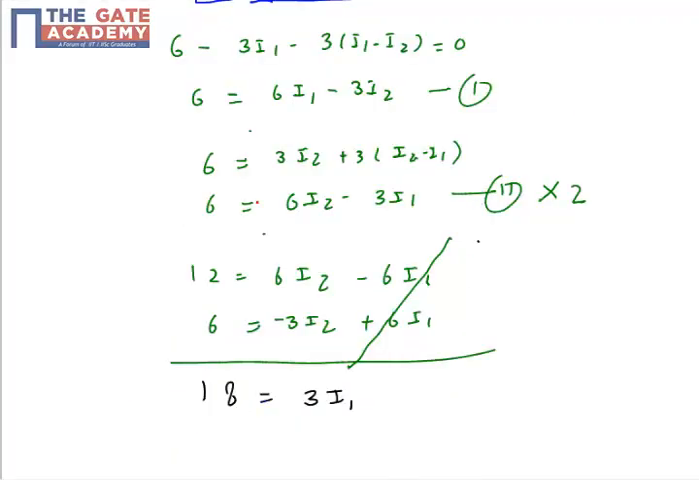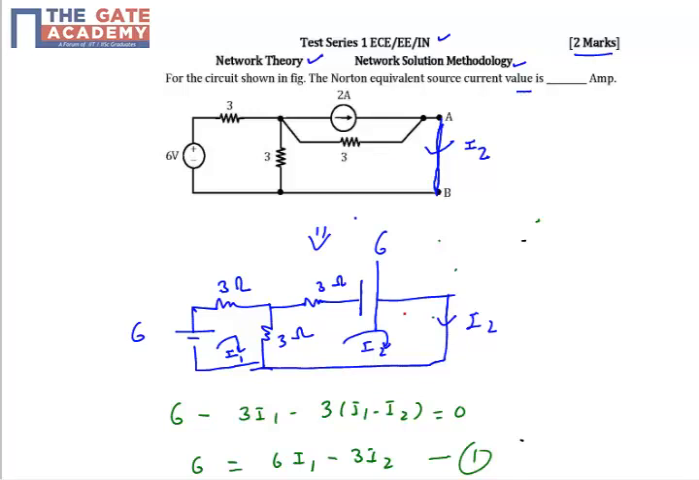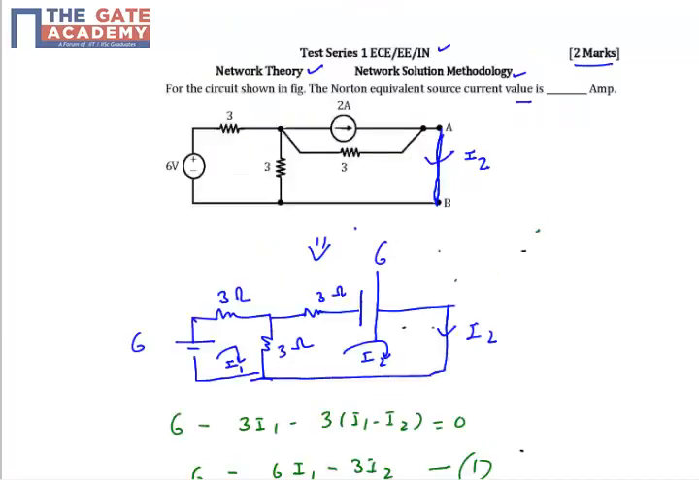You will say that when we have multiplied with the 2, this I2 will become 12, right? Because it's also going to multiply with 2. So 12 minus 3 is 9. So we'll have I1 is equal to, sorry, this is I2. So my I2 will be equal to 2 ampere. So value of I2 is 2 ampere. So value of the second loop current is 2 ampere. So the answer is 2 ampere. The short circuit current is 2 ampere.